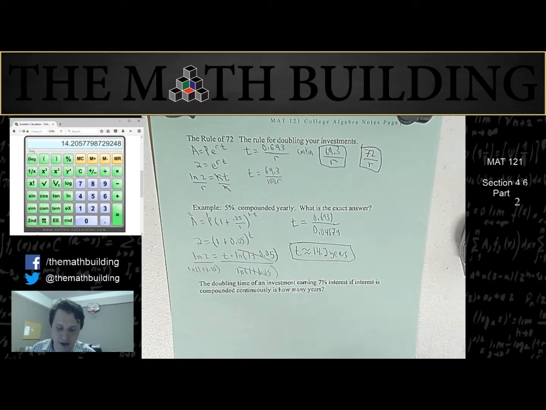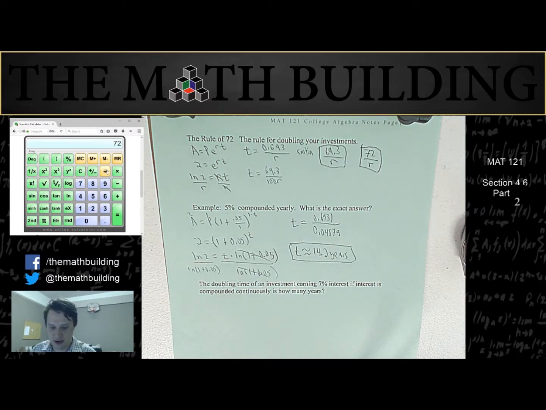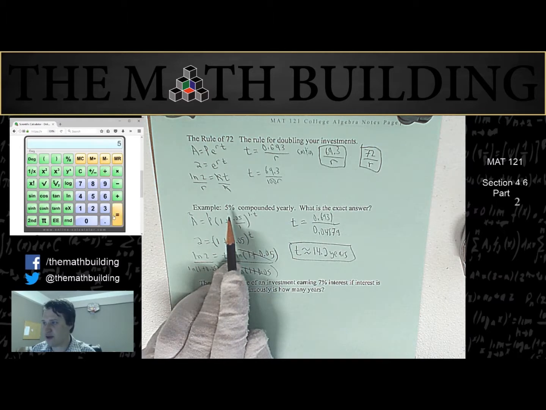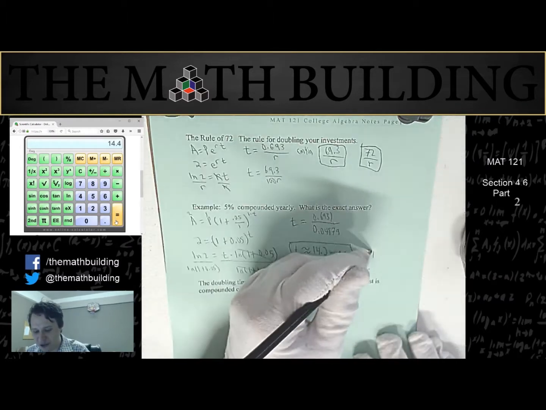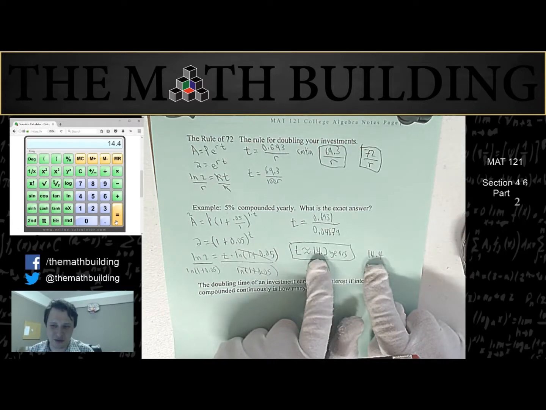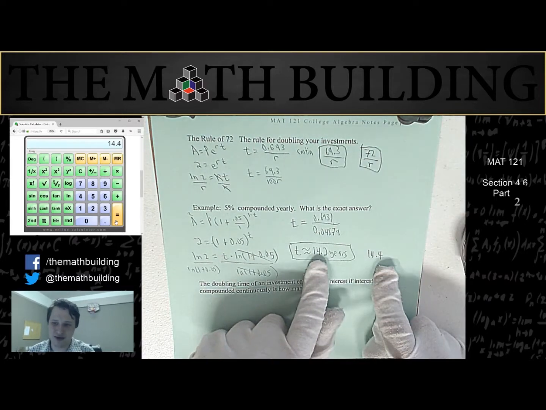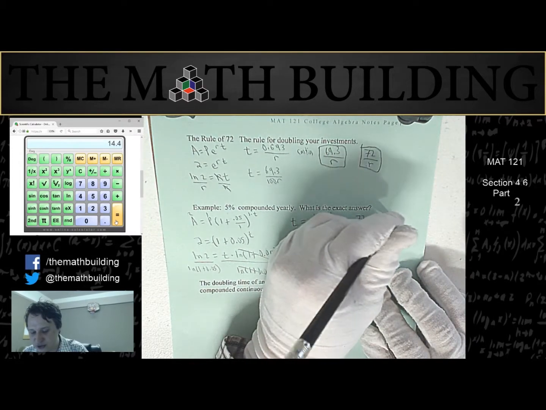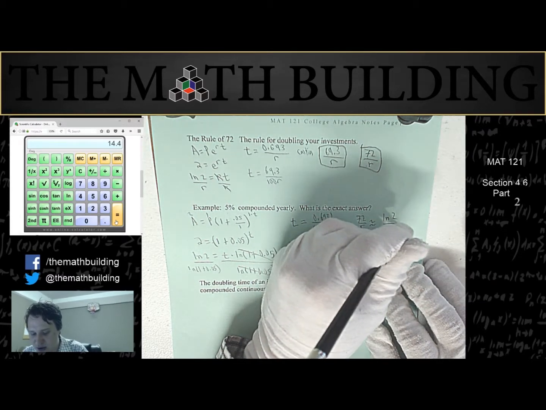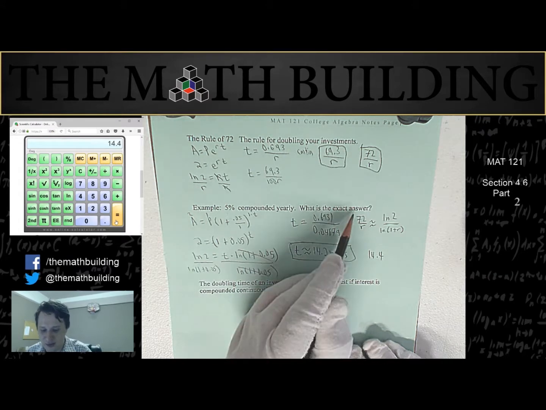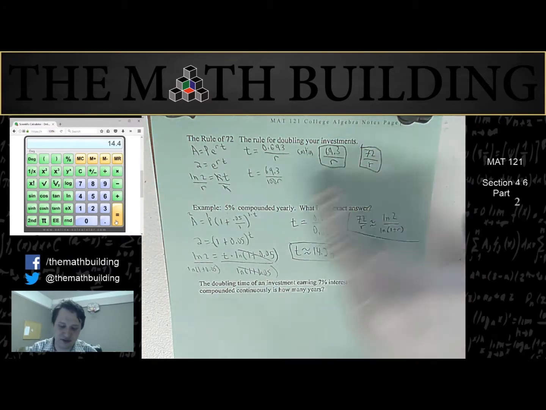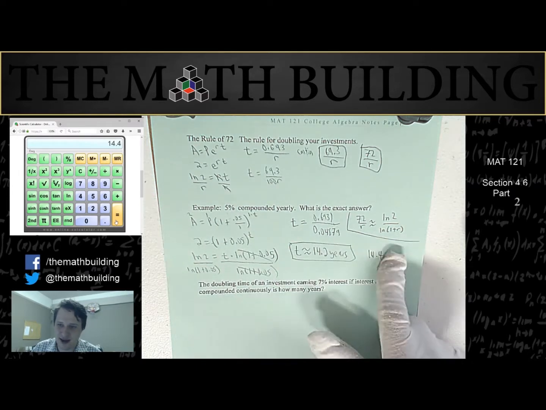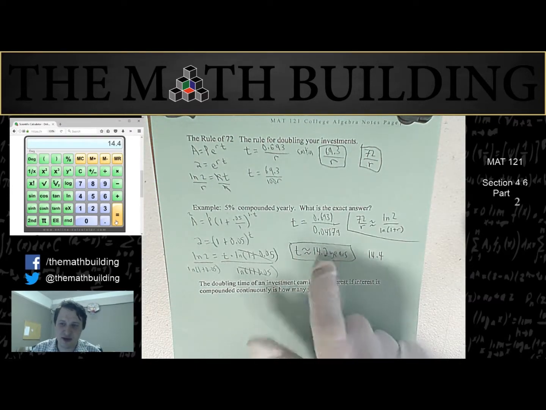So that was a lot of work. So maybe there's a shortcut. Well, 5% compounded yearly. Let's use the rule of 72. 72 divided by my interest rate, which is 5, gives us an answer of 14.4. So you can see that that's pretty close if you just do 72 divided by your interest rate. And again, the reason that works is because 72 over r is approximately equal to the natural log of 2 divided by the natural log of 1 plus your interest rate. So that's why these two numbers are so close. Just do 72 divided by your interest rate, and you get pretty close. But if you want to find the exact answer, you need to do this one.